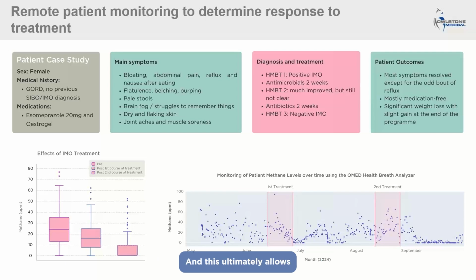And this ultimately allows also to average out sources of biological variability that we talked about, things like diet, sleep, exercise, which could help you to ultimately understand better the true impact of your intervention.